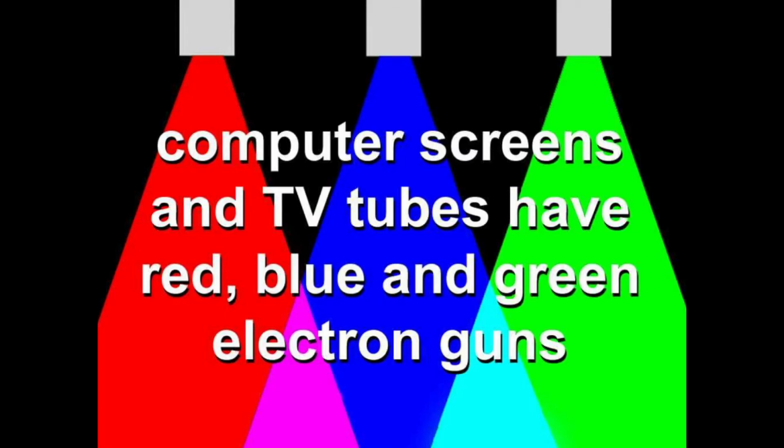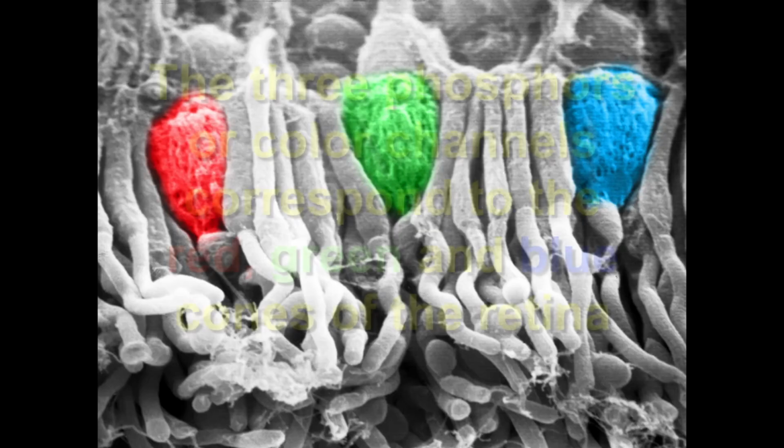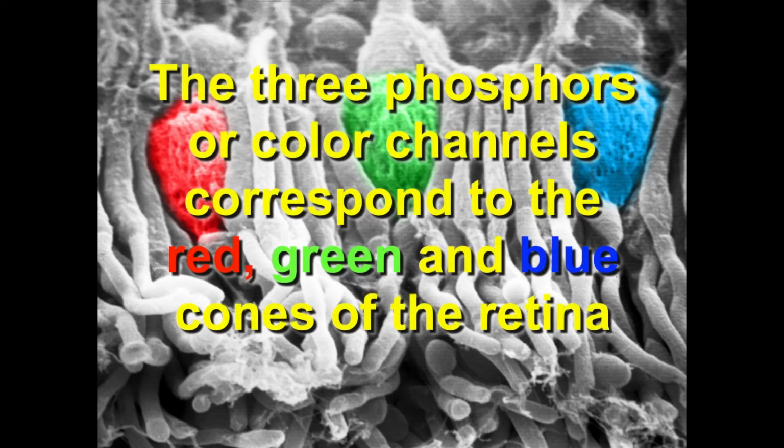Computer screens and TV tubes have red, blue, and green electron guns, or more commonly today, red, blue, and green phosphors. The red, green, and blue phosphors correspond to the red, blue, and green cones of the retina.